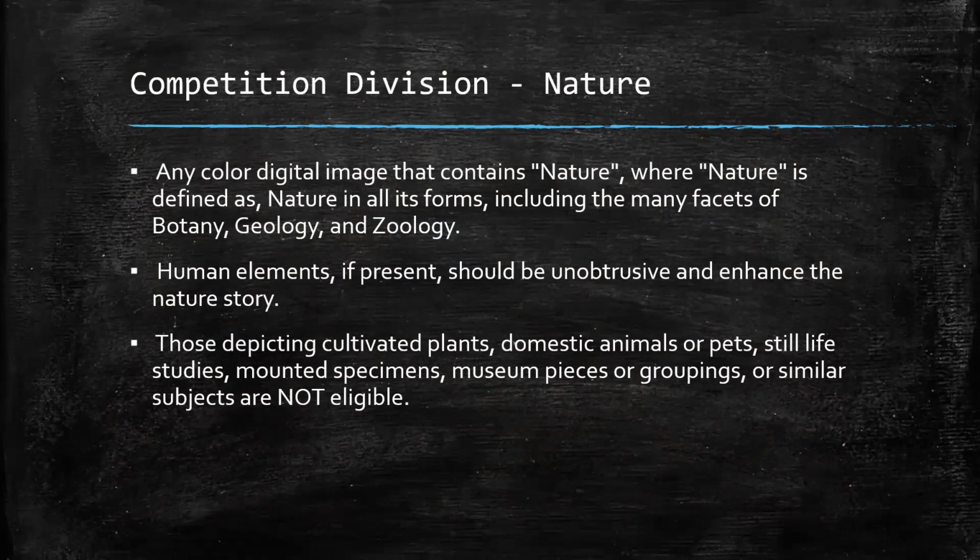Alrighty, now we get to the most challenging category, I guess, to talk about, the division of nature. And nature is a color digital image that contains nature, which, you know, wild animals and birds and that kind of stuff, all forms of plants, rocks, zoology. The key is if there are human elements present, they need to be unobtrusive and enhance the nature story. So those depicting cultivated plants, domestic animals or pets, still life studies, mounted specimens, museum pieces or groupings, other similar subjects are not eligible. There's an appendix later on that'll go a little more into detail about domestic animals versus non-domestic, and some clarification about what it needs to go in nature versus color general.